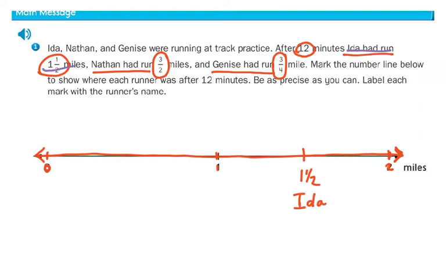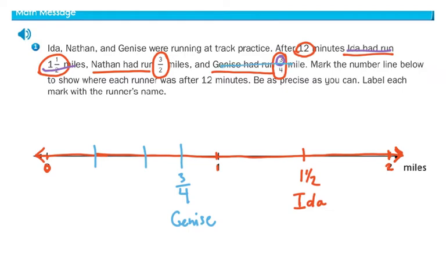I'm going to leave Nathan for a minute. Janice had run 3/4 of a mile. I know that when the numerator is smaller than the denominator, it's less than 1 whole. So Janice has to be 3/4. So in my mind, I'm going to think, okay, let me redraw this here. I'm going to think, okay, 1/4, 2/4, 3/4. She would be about right here, 3/4 of a mile. Janice, go ahead and write that on your whiteboard. More than a half, less than 1 whole.